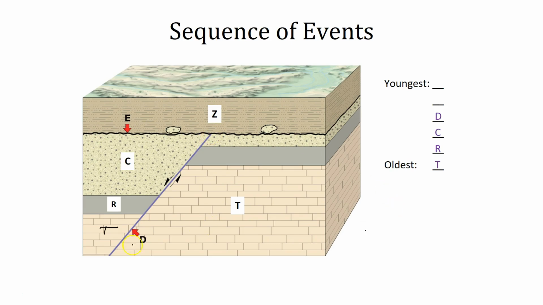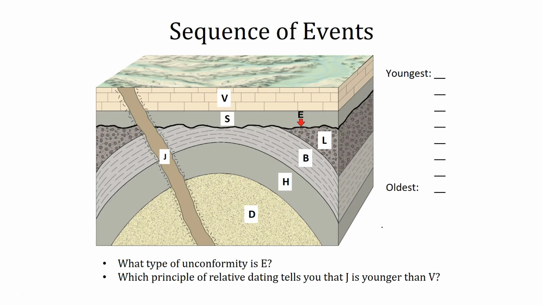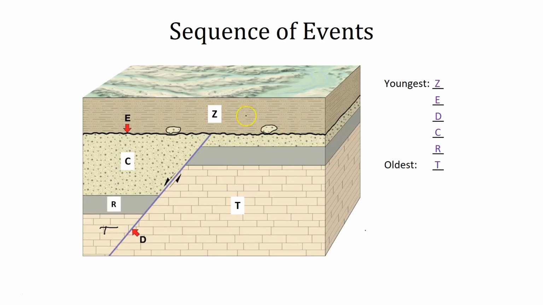Either way, event D would be next, then E, and then the closest feature to the surface of the Earth is layer Z here. So the order that these events must have happened to produce this configuration is: our rocks were deposited, they were faulted, they were eroded, creating this disconformity, and finally layer Z was deposited on top.